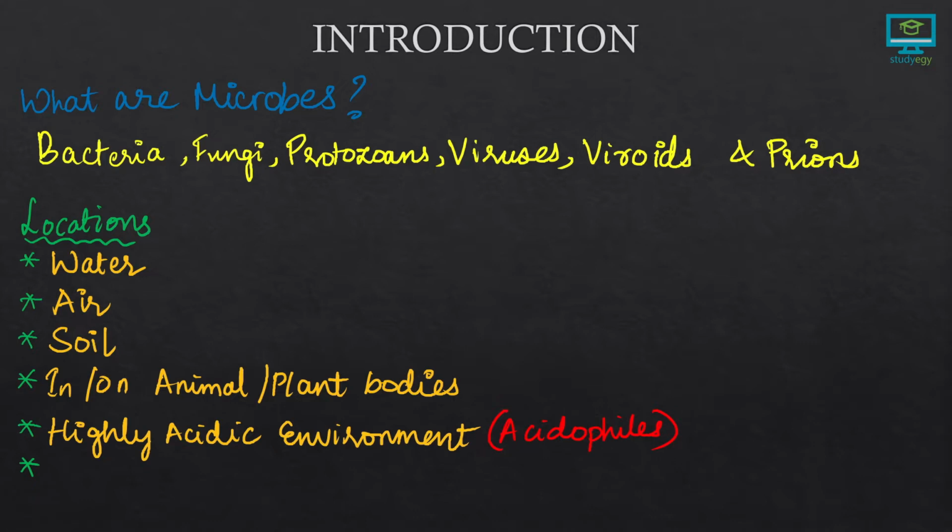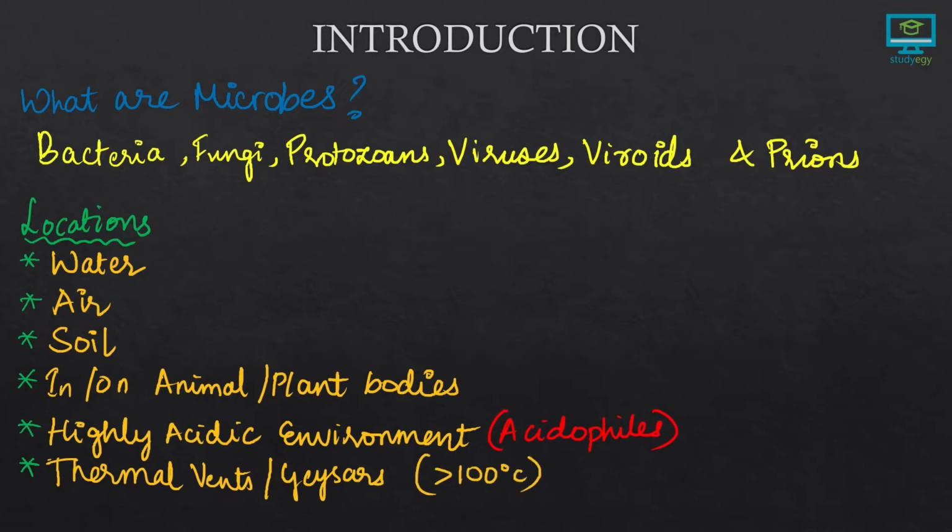These also live in thermal vents. Thermal vents are geysers where the temperature is greater than 100 degrees Celsius. So in this temperature, no other organism can survive except a few microbes. So these microbes are usually called thermophiles.